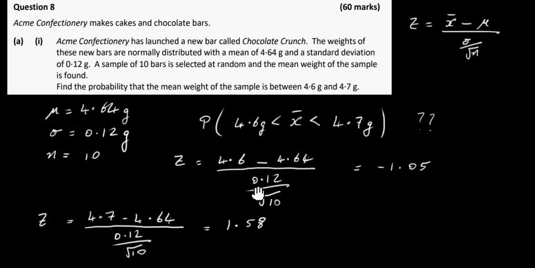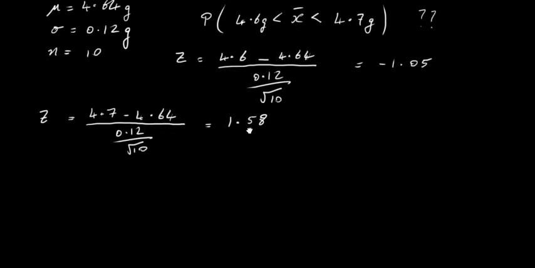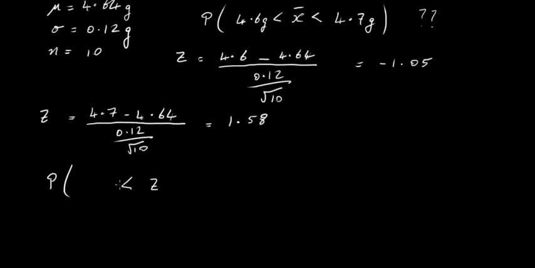Okay, so let's just change our question around here. This was the question we were asked, so let's change that around now to reflect the Z values. So we want our Z values now to be between minus 1.05 standard deviations and less than 1.58. Now these values we can look up, or we can work out. Let's see exactly how to work this out.